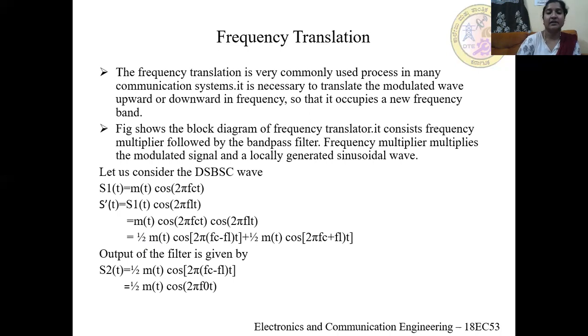The output of the filter is given by S2 of t is equal to half m of t into cos 2 pi (fc minus fl) t, where this fc minus fl is shifted to f naught. It can be written as f naught. So half m of t into cos 2 pi f naught t is the output S2 of t. This is the frequency translation.